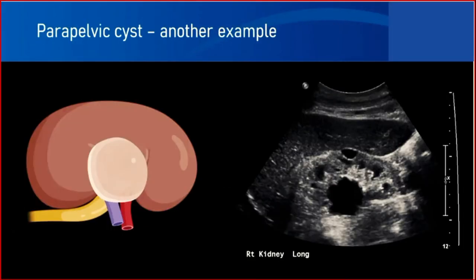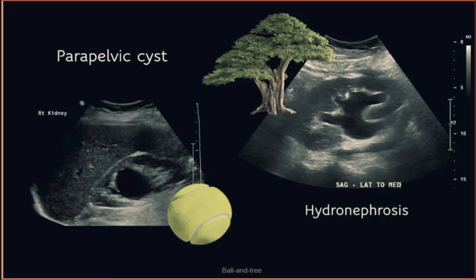Here is another example of a parapelvic cyst. In this picture, the parapelvic cyst appears as a ball and hydronephrosis appears as a tree.